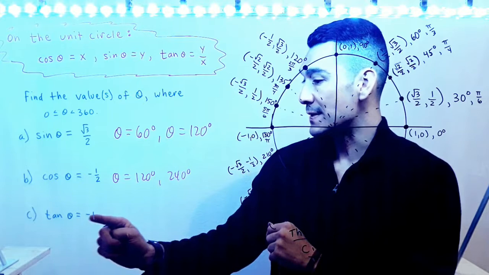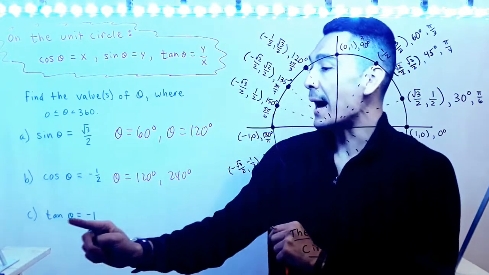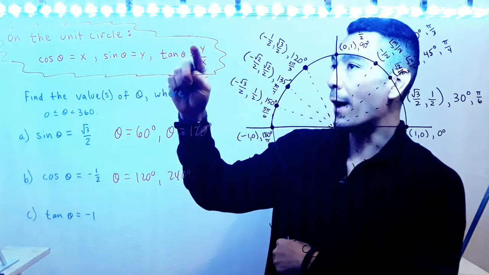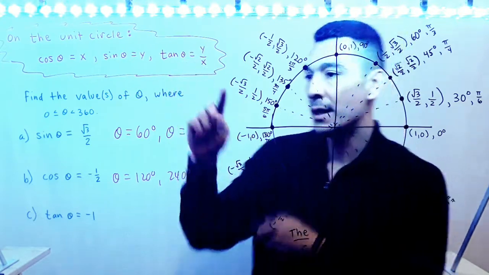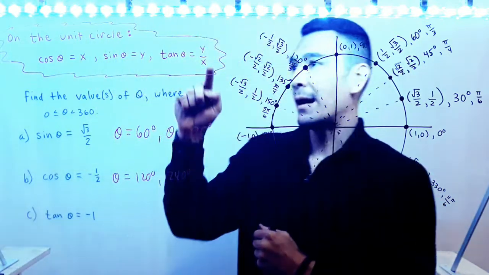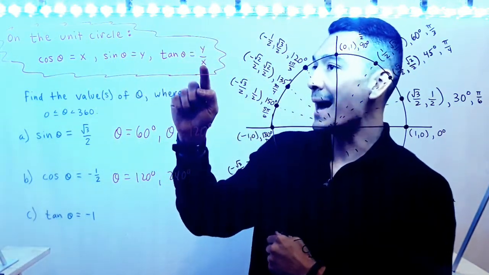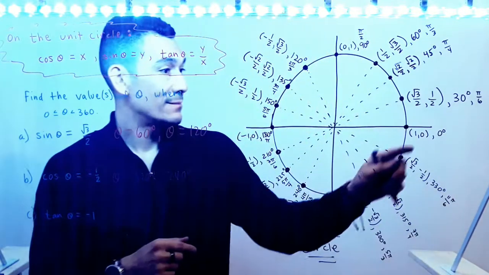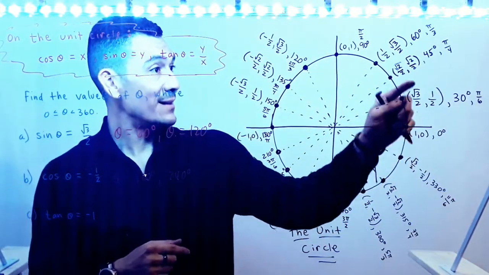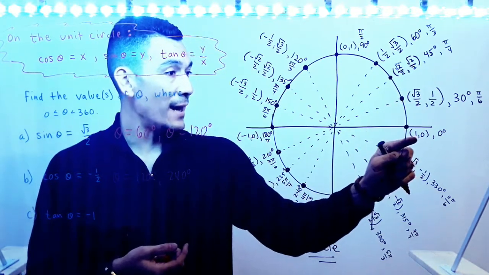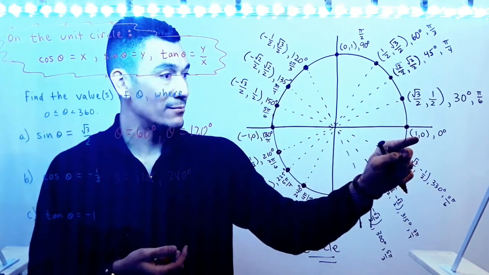Tangent of theta equals negative 1. Remind yourself, how do you build tangent? Tangent is y over x. Y-coordinate divided by x-coordinate. So where in the world do you go so that y-coordinate divided by x-coordinate is negative 1? Well, is it here? Is it there? Is it there? Where? Well, let's see. This divided by that. What's 0 divided by 1?